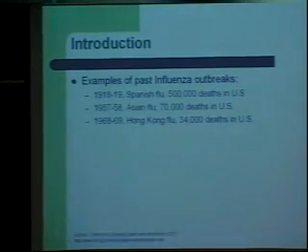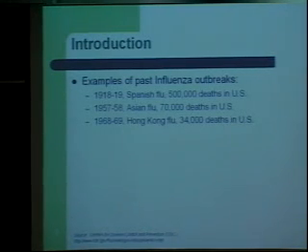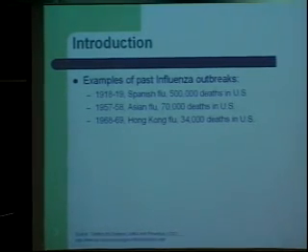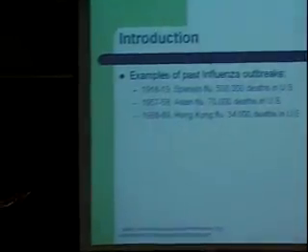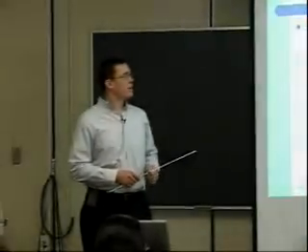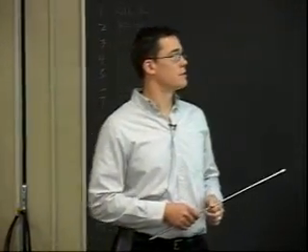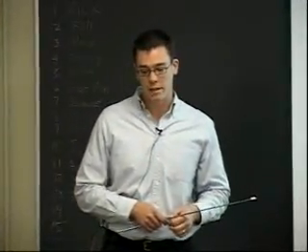Just as an introduction and a backdrop, here are three examples of influenza outbreaks in the past century. Specifically, the first one, the Spanish flu, occurred in 1918, 1919, caused approximately 500,000 deaths in the U.S. alone. It was estimated to cause 50 million deaths worldwide.